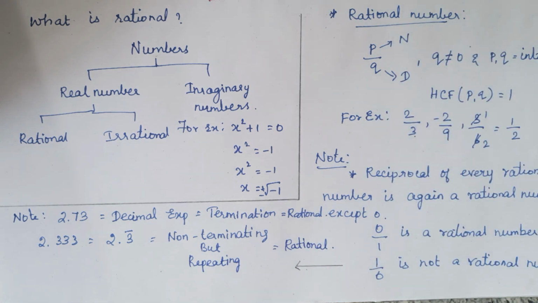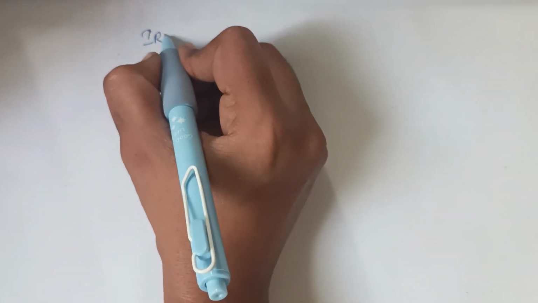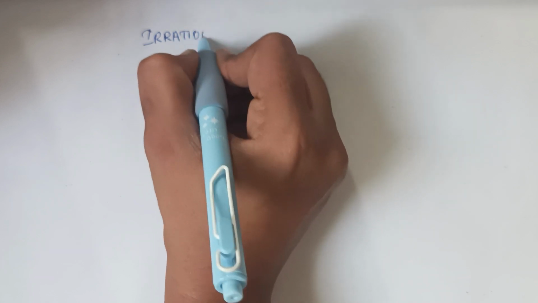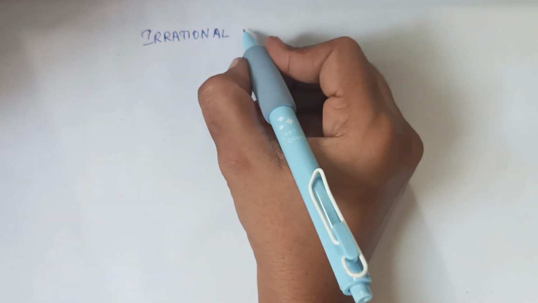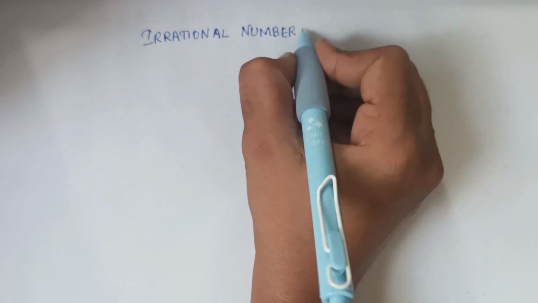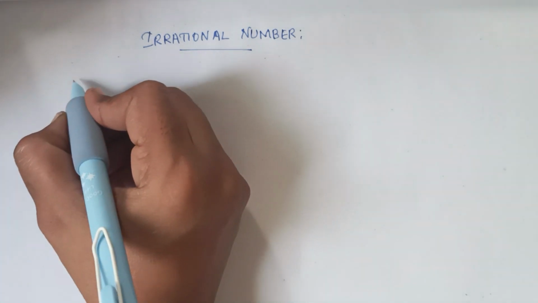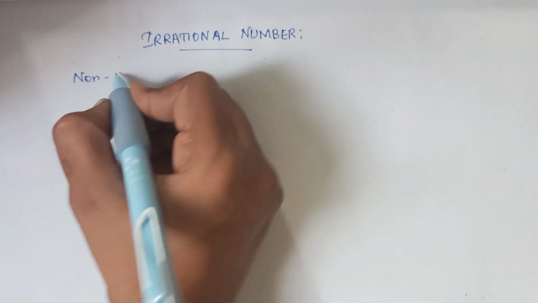Now we are going to see about irrational numbers. Okay, irrational numbers. Some rules are there for irrational numbers. The first one, non-terminating number.